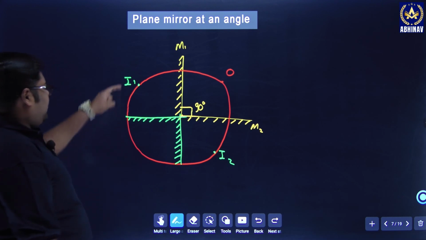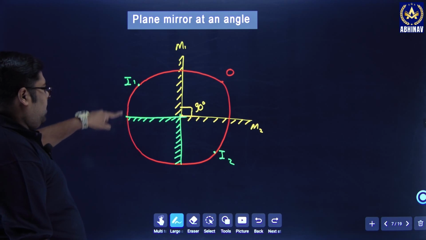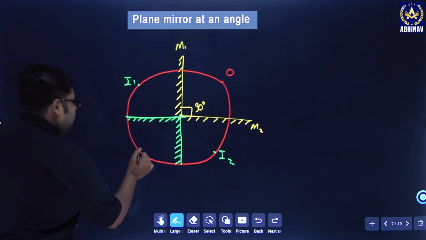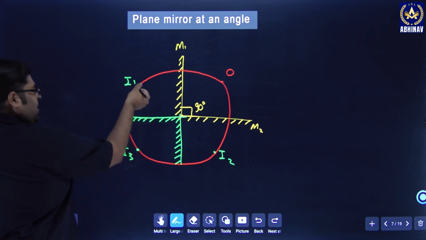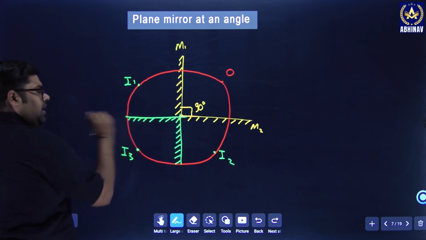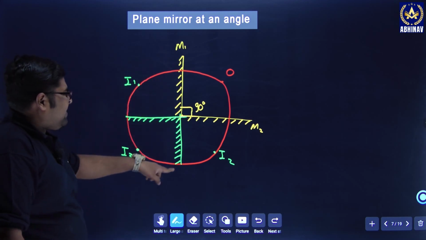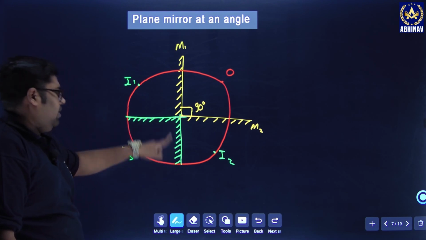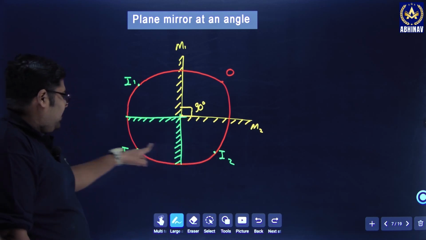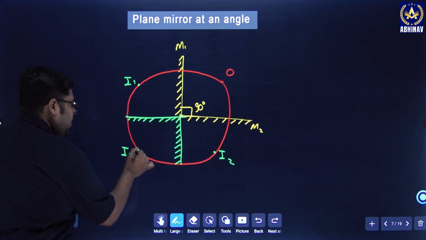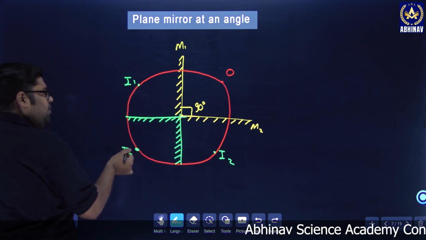Now this image will act as an object for mirror M2. For mirror M2, it will produce an image at this specific point. This is the image of I1 given by mirror M2. And similarly, the extended mirror M1, this part of the mirror, will also give you an image of I2 at the exact same point. So again, I1 and I2 both give you the image at the same location.